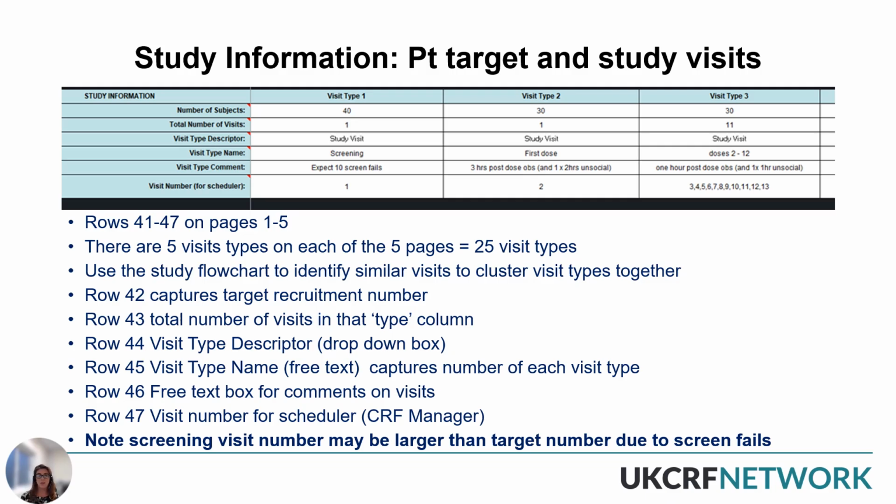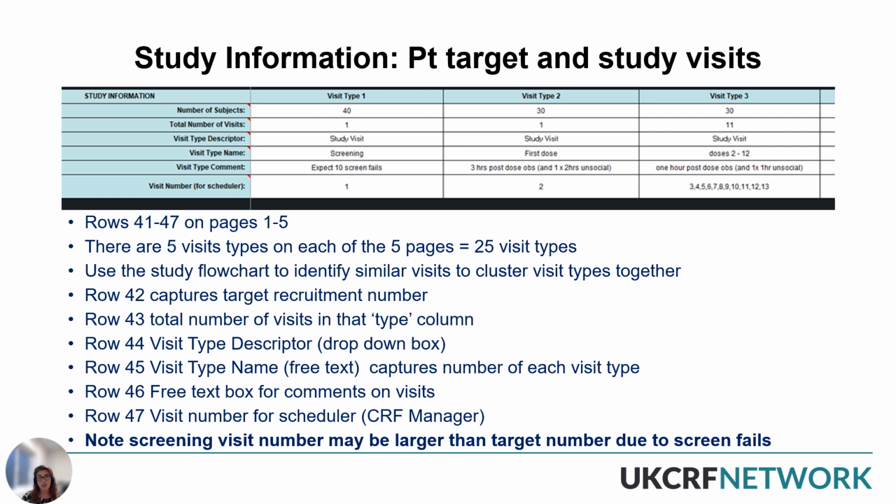And in the example you see on the screen, we've got one screening visit, and you can see here in the number of subjects we're expecting to screen 40 patients to get 30, and the comment within that column is that we expect about 10 screen fails for this particular study.